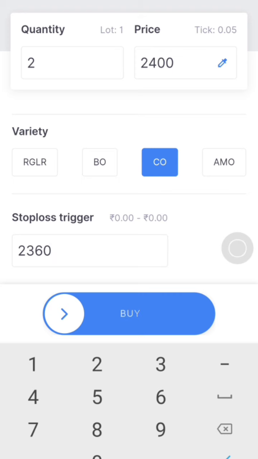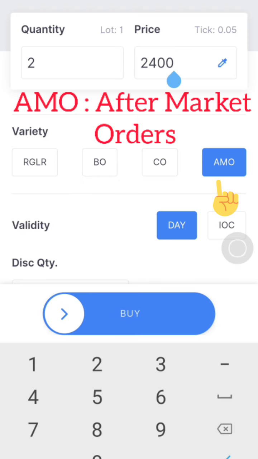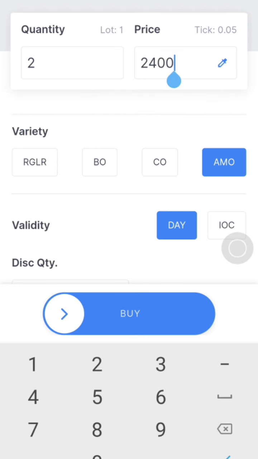Then we'll talk about AMO. AMO means after market order. The trading hours are 9 a.m. to 3:30 p.m. If you are unable to do some trading in that time and you want to buy or sell some share the next day, what you can do is put an AMO, after market order. The trading hour is 9 a.m. to 3:30 p.m., but after 3:30 p.m. and before 8:59 a.m. you can put any trade here.